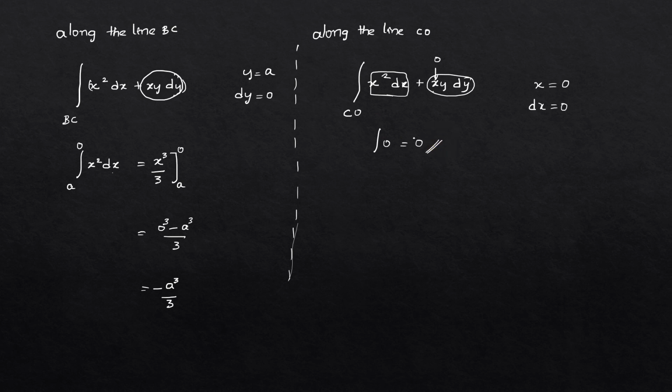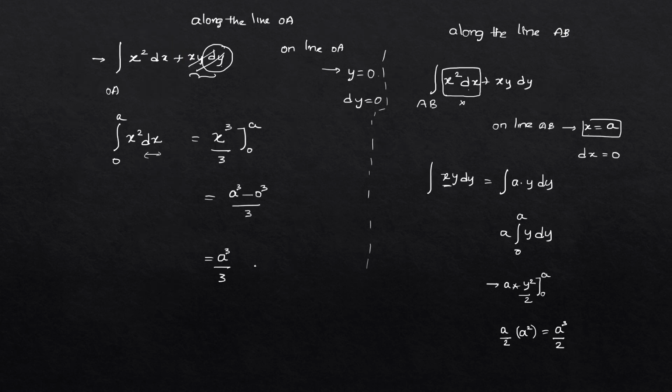Integral 0 is nothing but 0. Now we got the integral values for all the boundaries for OA, AB, BC and CO. Now we have to add. So that means we already know that the integral over the curved closed loop of x square dx plus xy dy is equal to the sum of all these values. Now let me add accordingly.